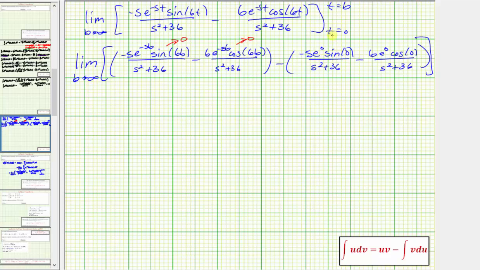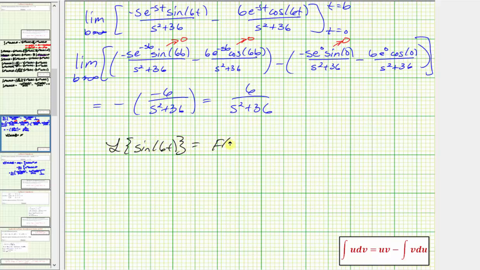And we know sine 0 is 0, so this term approaches 0. And then for this last term here, e to the 0 is 1, cosine 0 is 1. So this limit is equal to negative, and then in parentheses we have negative 6 divided by the quantity s squared plus 36. So simplifying, we get positive 6 divided by s squared plus 36, which is the Laplace transform of sine 6t. So now we know the Laplace transform of sine 6t equals big F of s, which equals 6 divided by the quantity s squared plus 36.